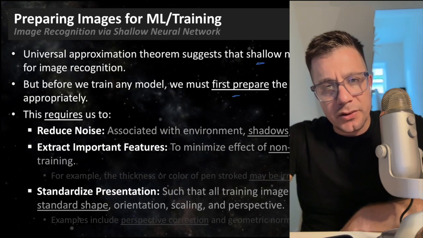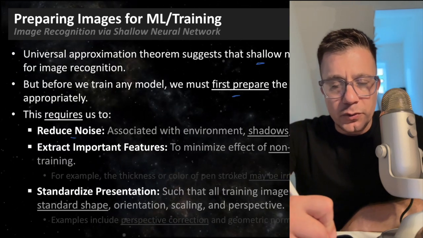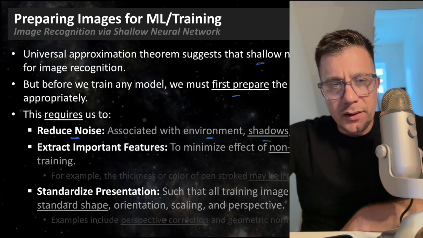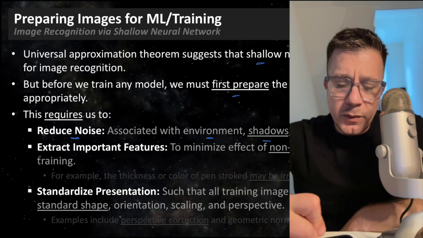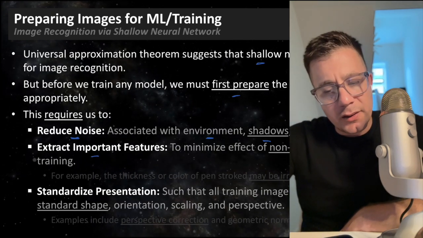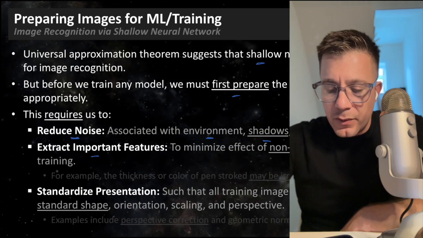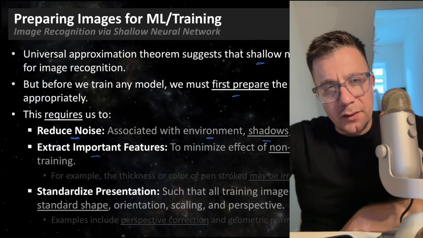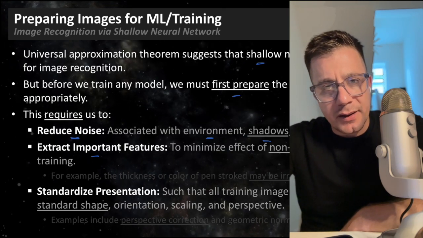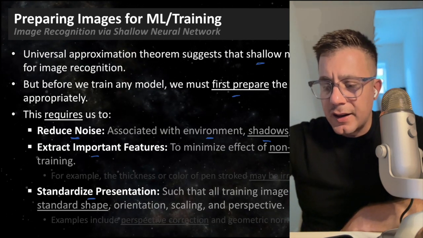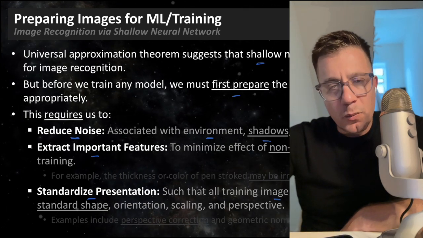And this requires us to do several things. We need to reduce noise associated with the environment, things like shadows, if there's movement, etc. We need to extract important features to minimize the effect of non-relevant information on training. For example, the thickness or color of a pen stroke may be irrelevant to training when we're trying to identify these digits.